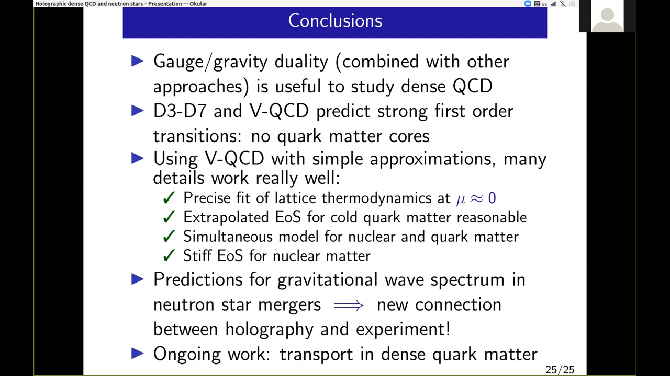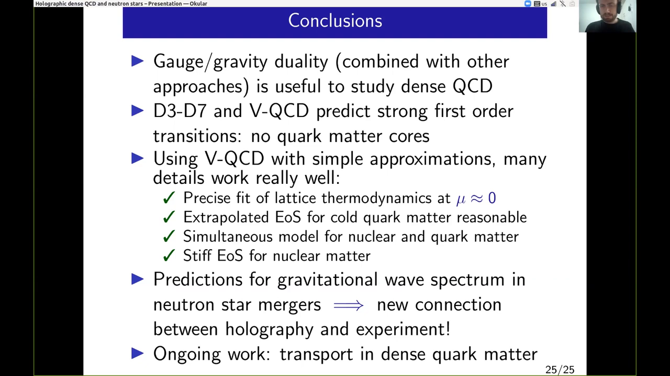Yeah, so in none of the models which have been able to produce a really realistic looking equation of state from holography, in none of these models there are stable quark cores. So by using this VQCD framework, which I talked about a lot, all of the equations of state are very far from having stable quark matter cores. So the transition from nuclear matter to quark matter is so strong that whenever you reach it, the star becomes immediately unstable.